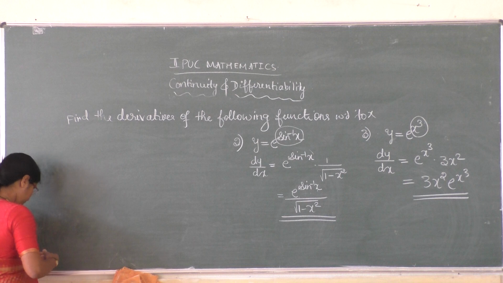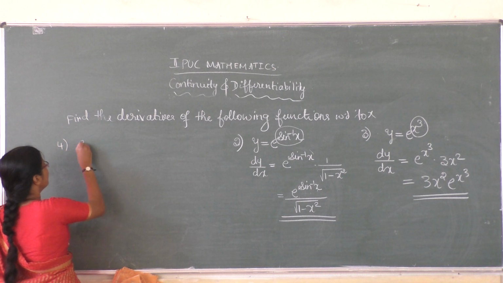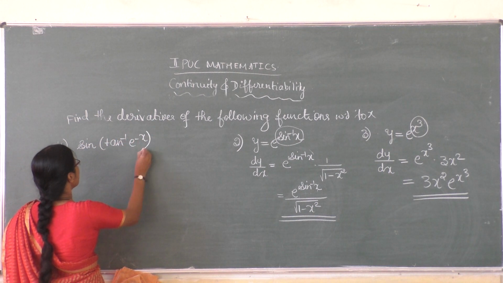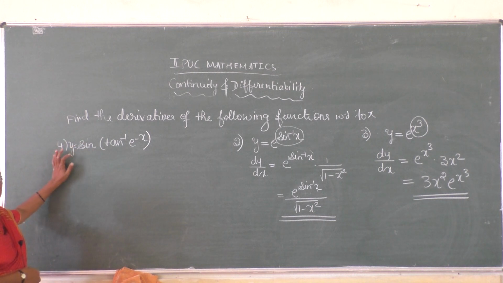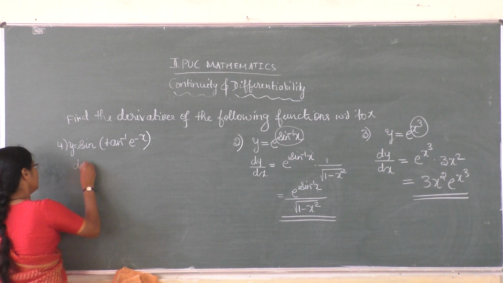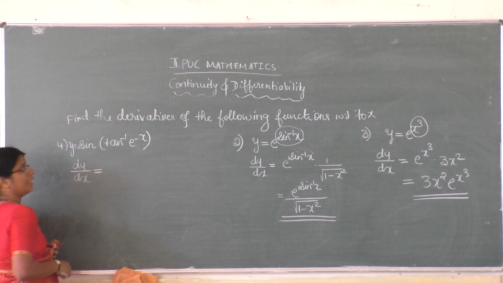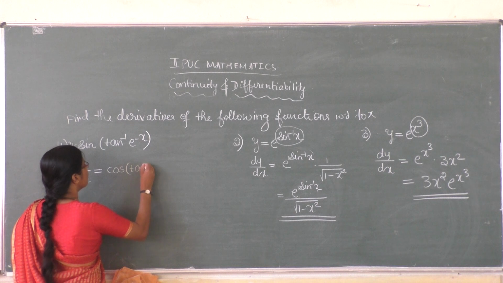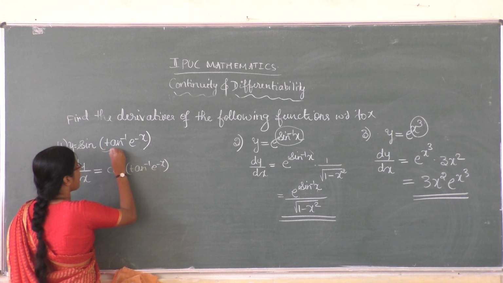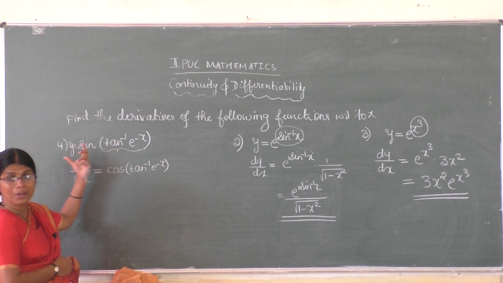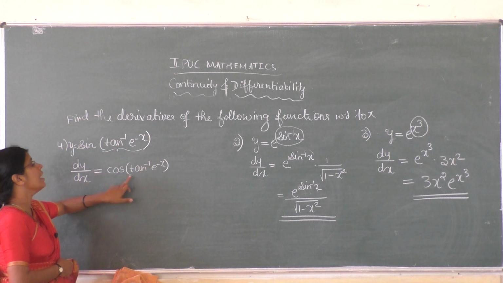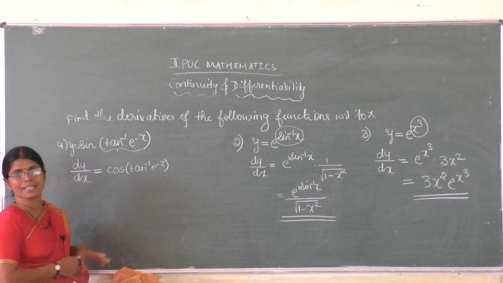Next problem. Sine of tan inverse of e to the power minus x. Y equal to sine of tan inverse of e to the power minus x. So dy by dx, derivative of sine, that is nothing but cos of tan inverse of e to the power minus x. This is same, because if you have sine t, there its derivative is cos t, where t is tan inverse of e to the power minus x.